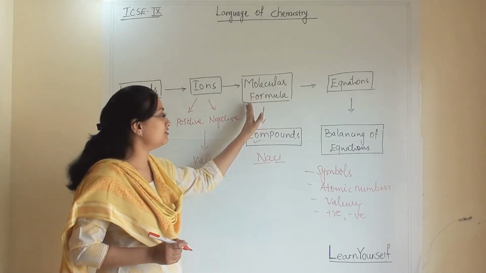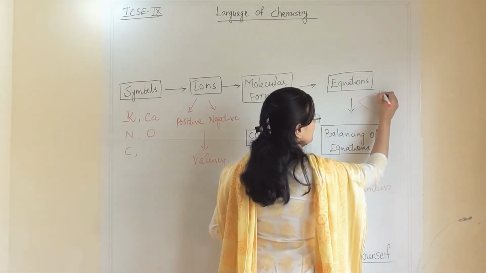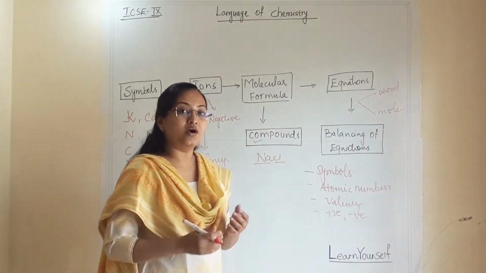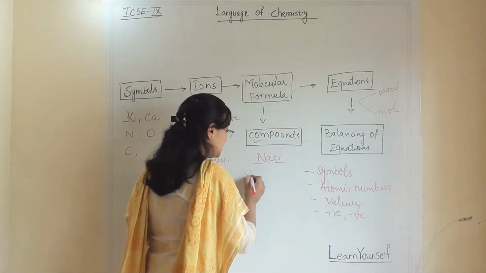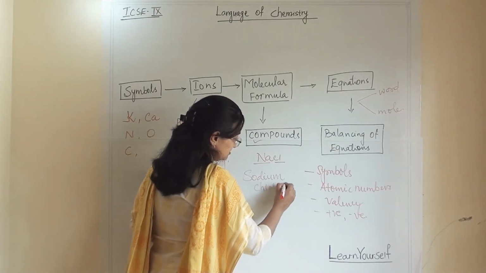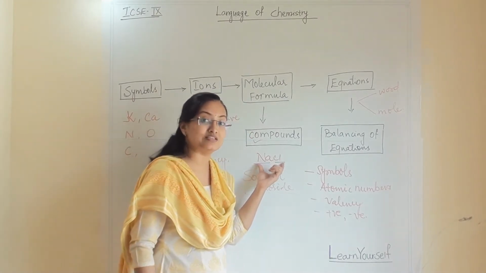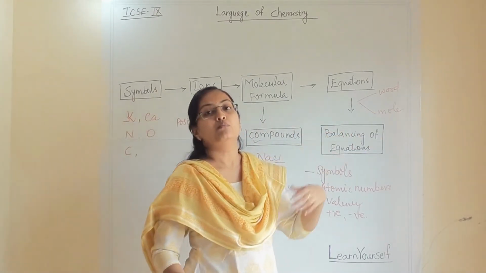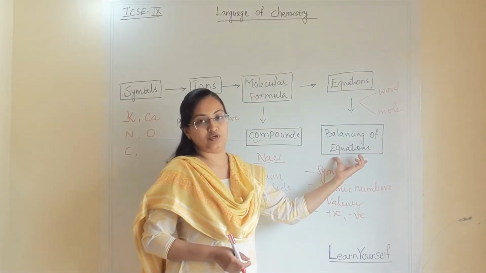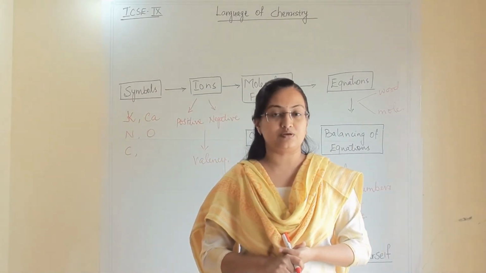Why do we need the molecular formula? To write the equation. Now there are 2 types of equation. One is the word equation, and the second is the molecular equation. Word equation means when we are writing in words, sodium chloride. So this is our word equation. But when we are writing molecular formulas, it is going to be a molecular equation. And then a very important thing is balancing of the equation. So all these points we are going to study in this chapter.